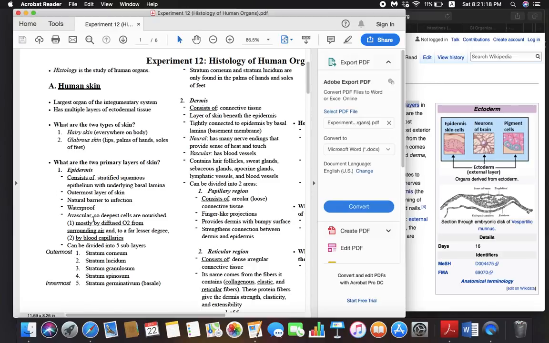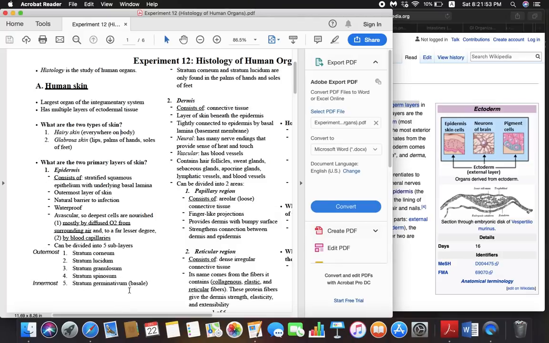The epidermis itself does not have blood vessels, so the deepest cells are nourished mostly by diffused oxygen from the surrounding air, and to a far lesser degree by blood capillaries coming from the basement membrane or the basal lamina. We need to know that the skin can be divided into 5 sublayers, starting with the stratum corneum, the stratum lucidum, the stratum granulosum, the stratum spinosum, and the stratum germinativum, which is also known as stratum basale. The outermost layer is the stratum corneum, and the innermost layer is the stratum basale.